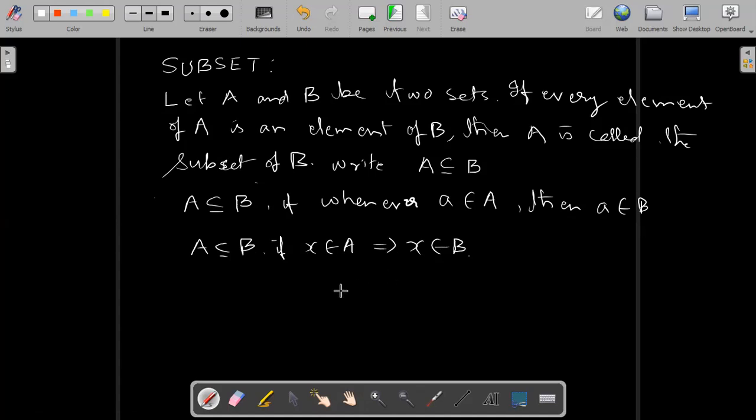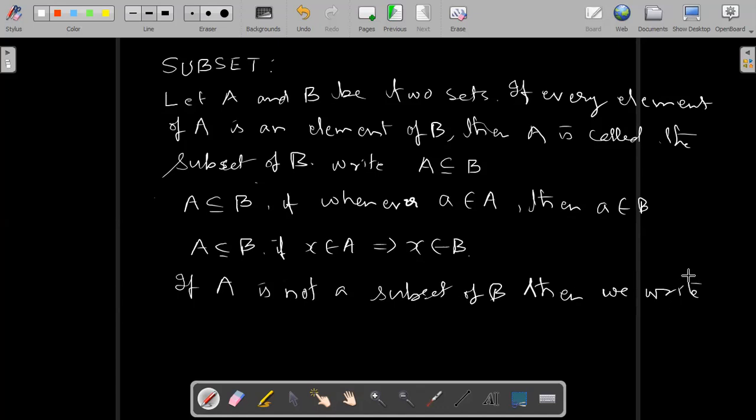If A is not a subset of B, we use a different symbol, and we write A is not a subset of B. Okay.